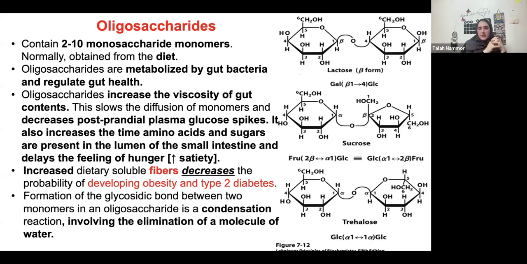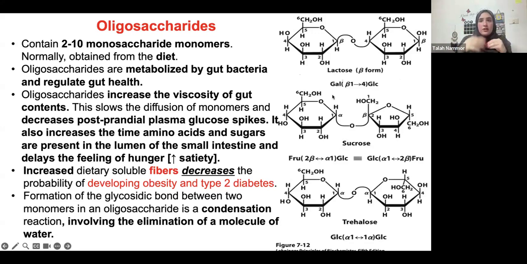And I'll explain why fibers decrease the probability. Okay, so fibers decrease the probability of developing obesity and diabetes because now the main issue with diabetes, before obesity, the main issue with diabetes is that we have a lot of sugar in our body, and for type 2 diabetes, usually it is something that happens due to your poor choices in food. Okay, type 1 diabetes is genetic, so people get it genetically. Type 2, mainly it's because of your lifestyle, the things you eat, and so on.